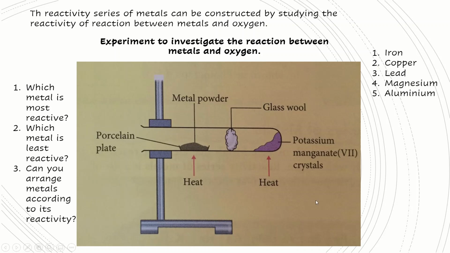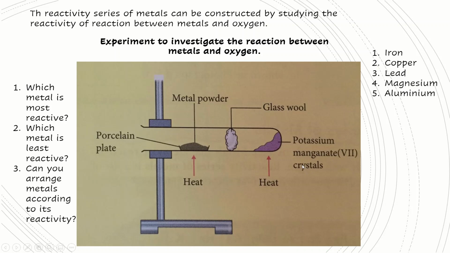Okay, so in this diagram, okay, is a setup experiment if you want to investigate the reaction between metals and oxygen. So this is boiling tube. In this boiling tube, we have metal powder. Let's say metal yang pertama sekali yang kita nak uji dia adalah iron. So kita letaklah iron powder di dalam ni. Okay, so iron powder will react with oxygen. Oxygen tu datangnya daripada potassium manganate crystal.